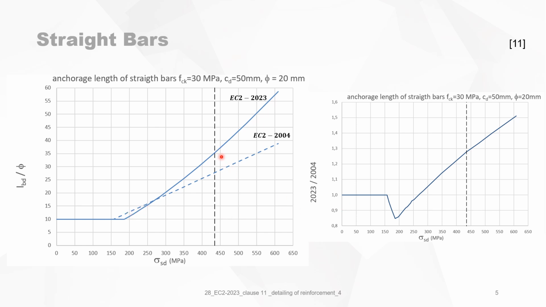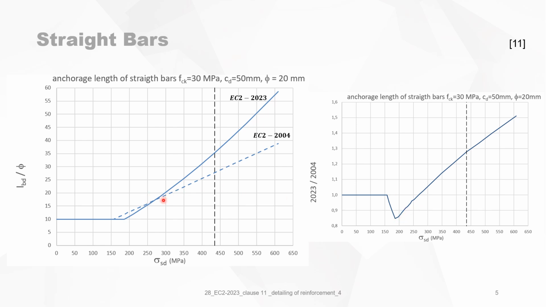So if you now divide those two, the ratio of the values for 2023 divided by the values for 2004, then you will see when it's less than 1, the anchorage length is less, and when it's bigger than 1, the anchorage length is more.